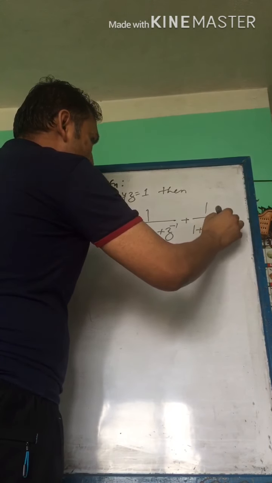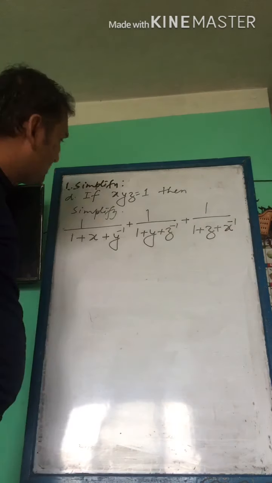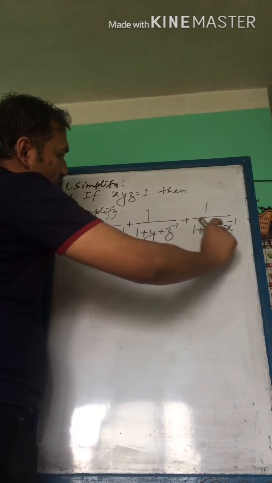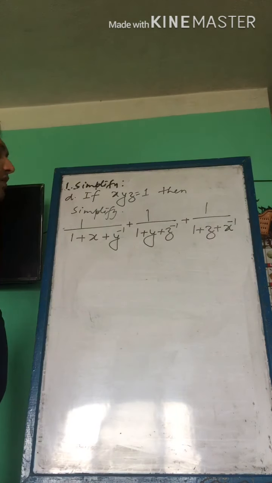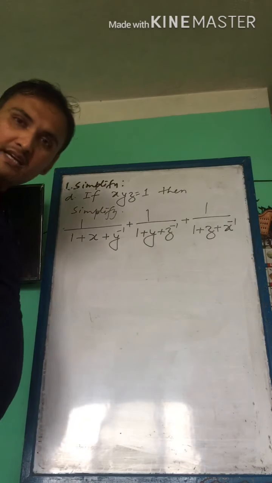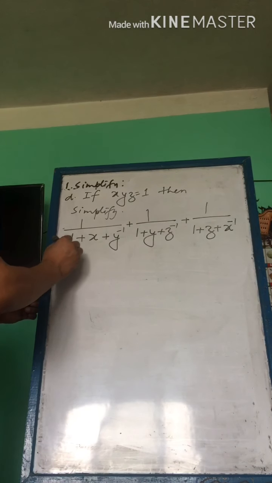If it is a proof, this equals 1 will be given to you. Don't get confused, okay? Now, I think you understand the question. If x plus y plus z equals 1, then you have to simplify this, or prove that this equals 1 may be given to you. But the process will be the same. So, here let us start with the solution.